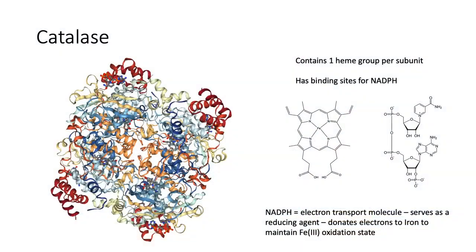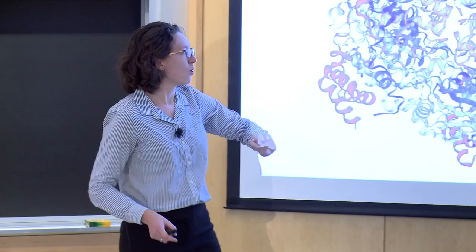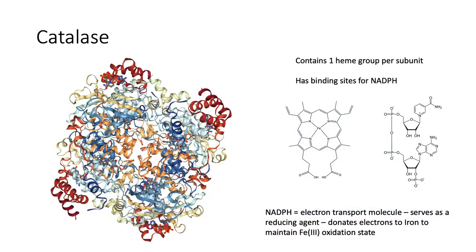But going back to catalase, again, this is the overall structure, and it is very hard to see with these colors, but there are heme centers. You can see them in each of the 4 subunits of catalase. And it contains also a binding site for NADPH. And this is the structure of NADPH. And the NADPH's role is to maintain the oxidation state of the iron center.